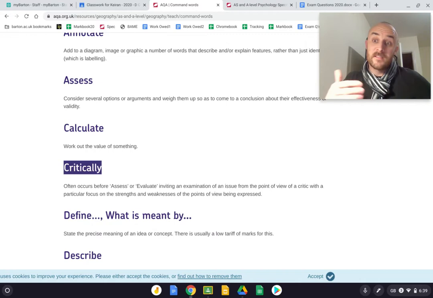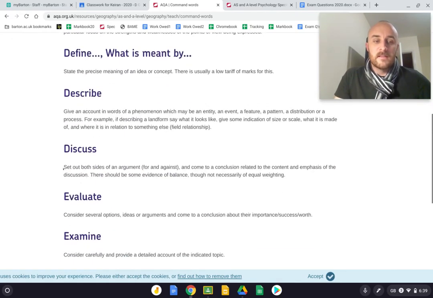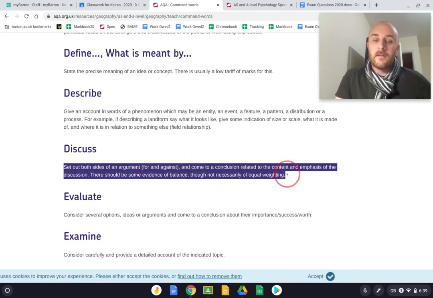So, for example, discuss, even one that comes up quite often. Loads of people don't know it. Discuss basically means describe and evaluate. In fact, I can kind of say this: set out both sides of an argument for and against and come to a conclusion. There should be some balance.